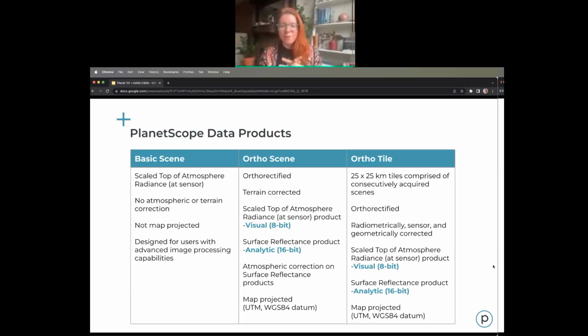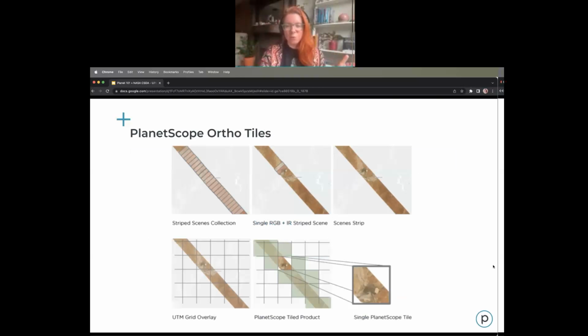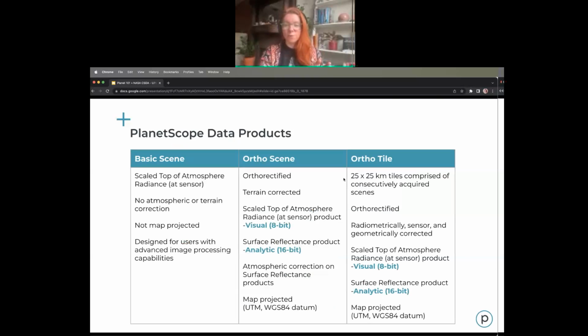This is really convenient if you need something like that, because the footprint size of the Doves has actually changed over time as we increase the size of the sensor. So the ortho tile gives you a way around that. And if it's hard to visualize what that means, this is what it looks like. So we have the stripe of individual scenes, and then we overlay that on a UTM grid and then chop out the 25 by 25 kilometer boxes. And that's what you get for your PlanetScope ortho tiles. But if you just want the individual scene and you don't care about the footprint size, you can download the ortho scene product instead.